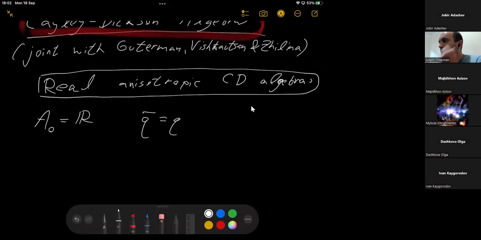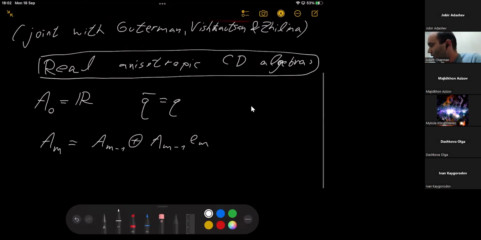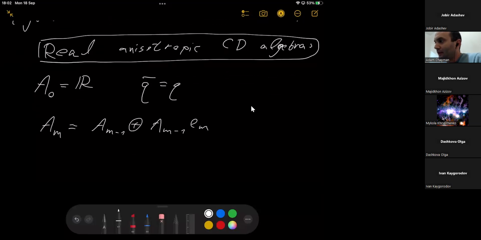And then you define a sequence of algebras using the Cayley-Dickson doubling. So given some A_{m-1}, we're defining A_m to be an algebra whose dimension is twice as large. So as a vector space, it's just the original algebra plus another copy. But then we need to define the multiplication table, and that we do in the following way.